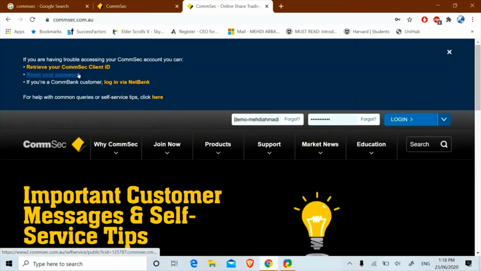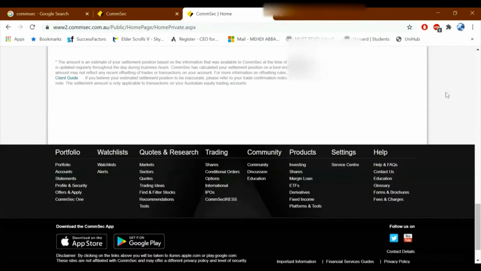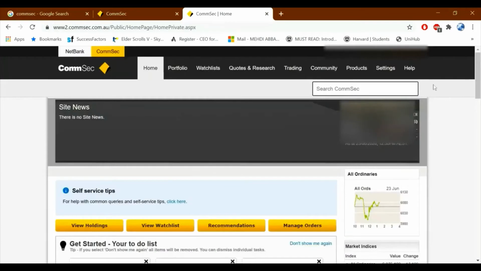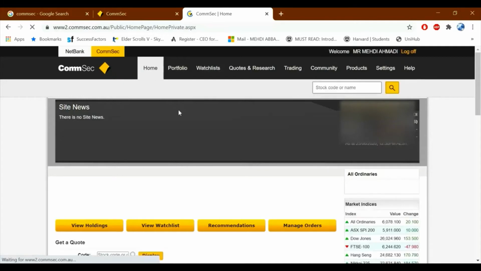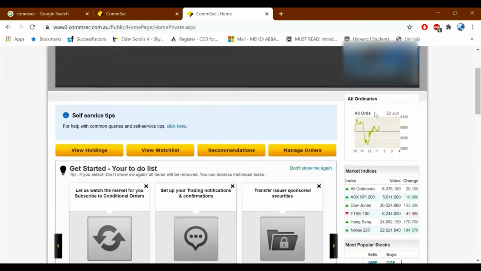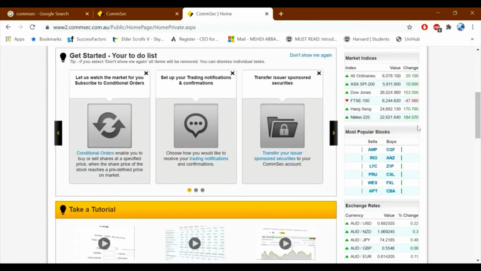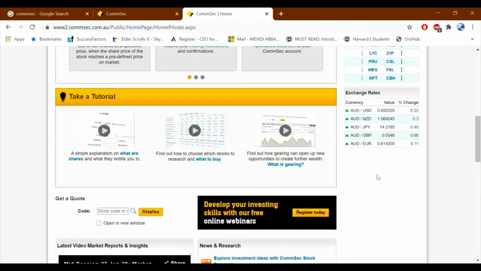This is what it's going to look like once you create and sign up with CommSec. So you'll be taken to this page. This is your home. It just gives you a bit of information about everything, the chart of the overall market and market indices. These are the popular stocks on the day. These are the exchange rates, if you want to keep an eye on that.